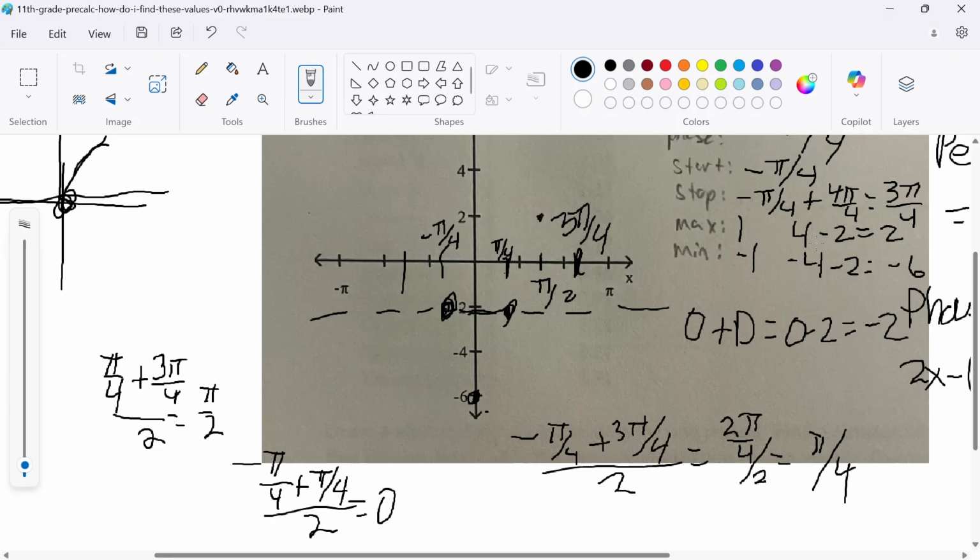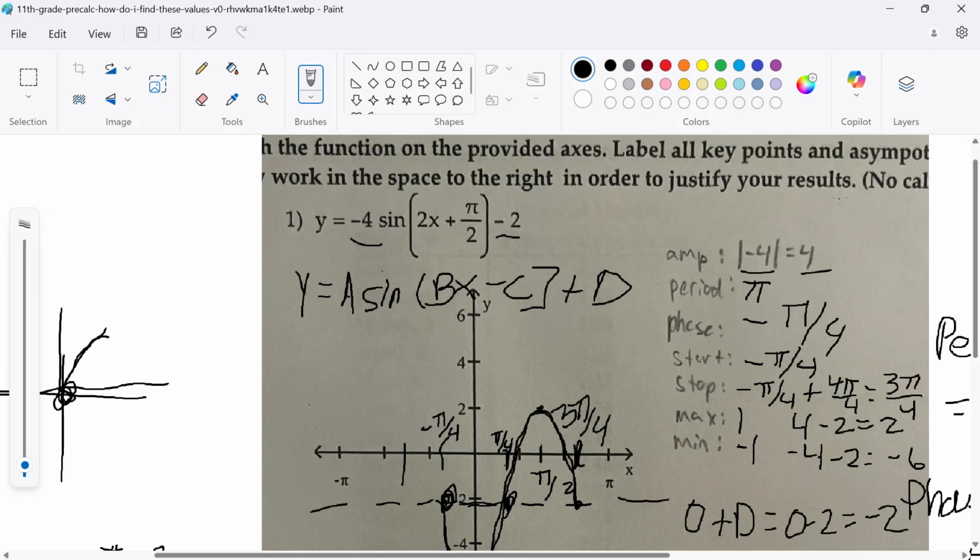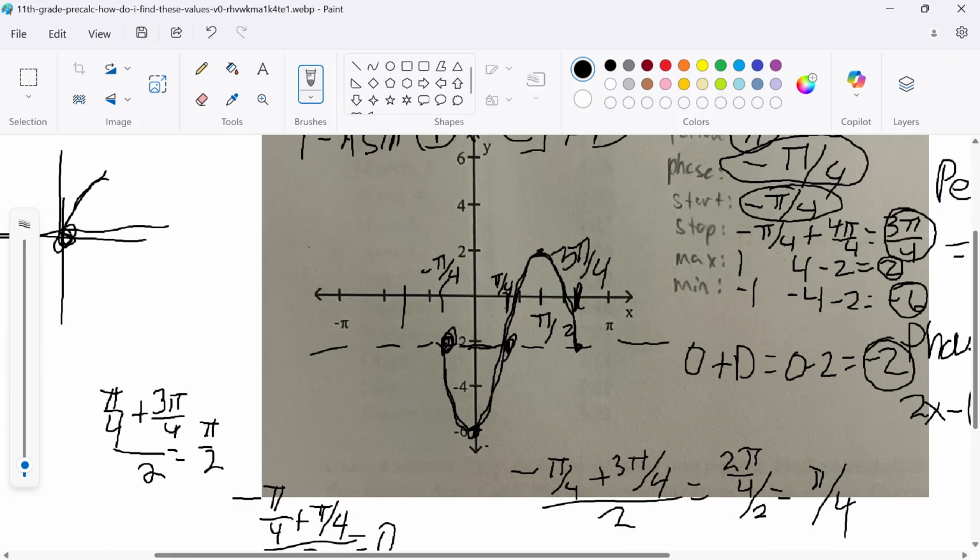And so this is what it looks like. And at 3 pi over 4, remember, it returns to the midline. So it's going to go like this. And that's upside down of what it would usually be because of that negative. But okay, so there's the answer. The amplitude is 4. The period is pi. The phase shift is negative pi over 4. The start is negative pi over 4. The finish or end or stop, whatever, is 3 pi over 4. The max is 2. The min is -6. The midline is -2. And that's what the graph looks like.